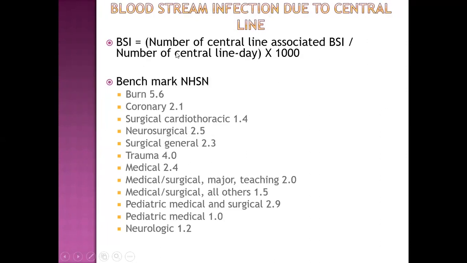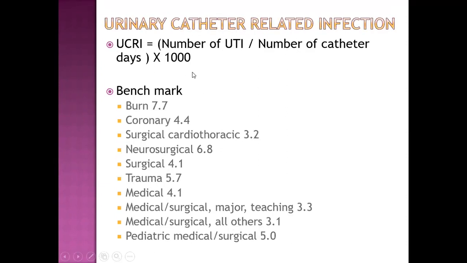Bloodstream infection due to central lines is defined as number of central line associated bloodstream infections divided by number of central line days multiplied by 1000, and benchmark is 2.3 for general surgical cases. Urinary catheter related infection is defined as number of urinary tract infections divided by number of catheter days multiplied by 1000, and the benchmark is 4.1 for surgical cases.